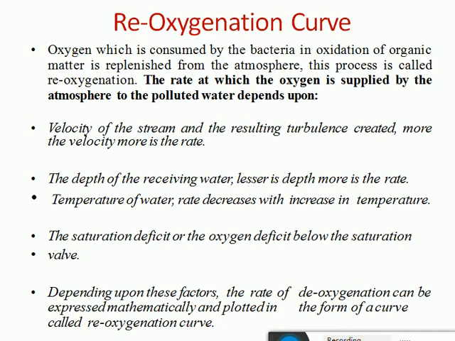That means the velocity of the stream and the turbulence which is created. If the velocity of the stream is more and the turbulence is more, then because of the more turbulence, the maximum atmospheric air can be mixed in the receiving water body, thereby resulting in a higher concentration of oxygen in the receiving water body.